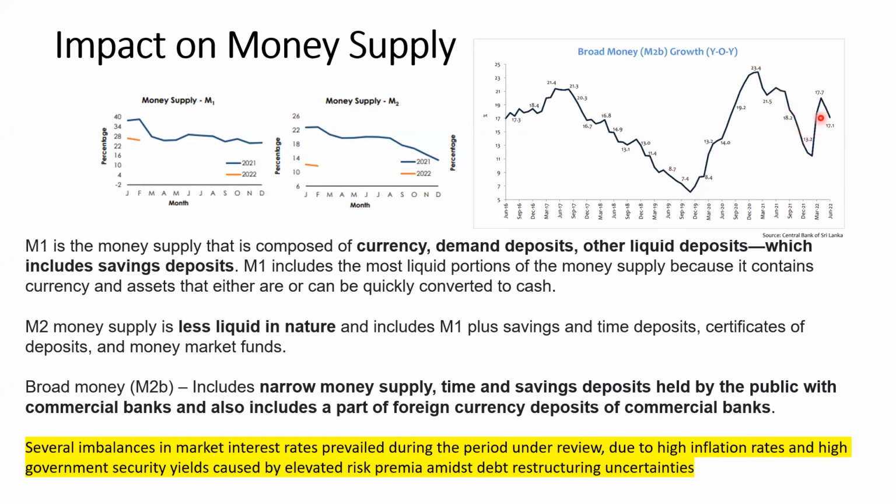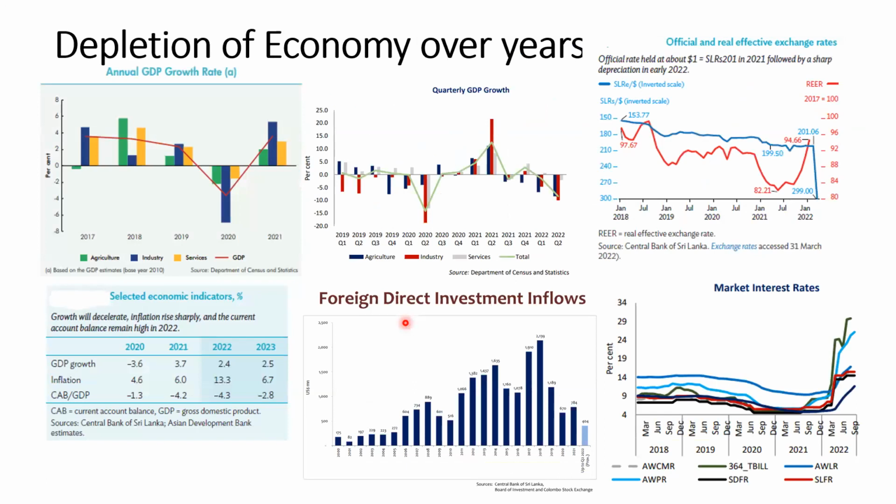Then here also these things, they are trying to print money, or otherwise maybe they are taking some short-term loan borrowings from the banks, or whatever the method, they are trying to enhance the money supply. Then you can see the depletion of the economy of the years. I am not going into details.